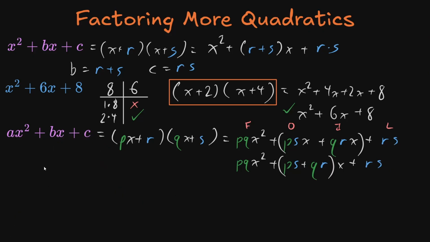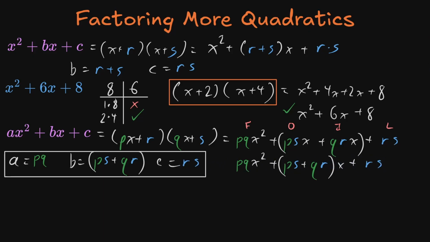And when you write it down this way, it's very easy to see then that a is going to equal p times q. In fact, let me just, a is going to equal this p times q. B is going to equal, well, this sum of stuff right here. Let me grab that. And finally, c is going to equal this r times s. Okay, that's the idea here. So let's just highlight that.